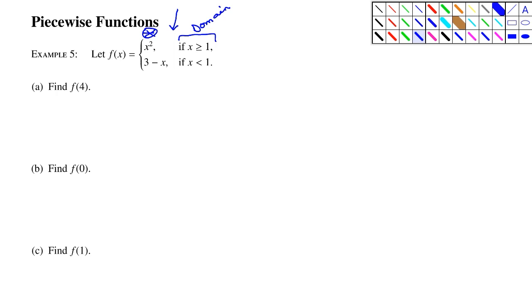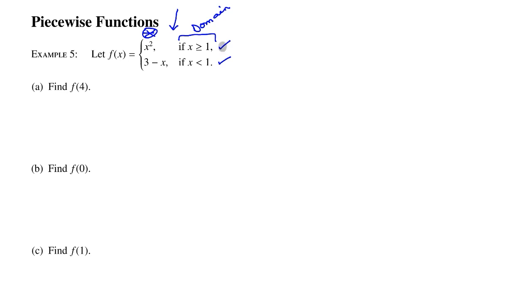So what this function is saying is that if my x's are greater than or equal to 1, then I'm going to find the value of the function by squaring each of those x values. But if the x value I want is less than 1, then I'm going to find those values by using the function 3 minus x. So here we go. Let's see how this works.